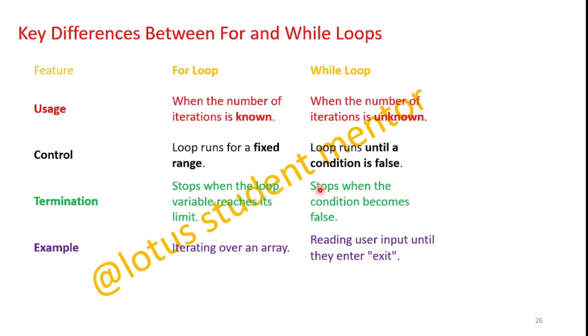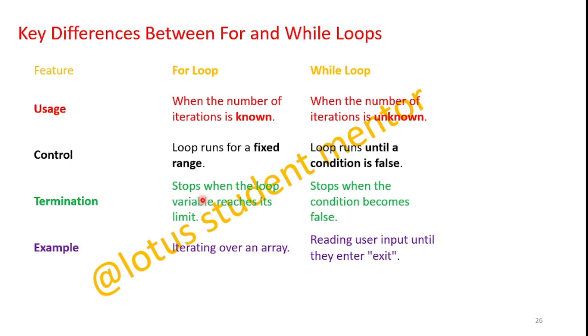Now what are the key differences between the for loop and the while loop? In a for loop the number of iterations is known, whereas in a while loop the number of iterations is unknown. The for loop runs for a fixed range, while the while loop runs until a condition is false. That is how it is terminated.